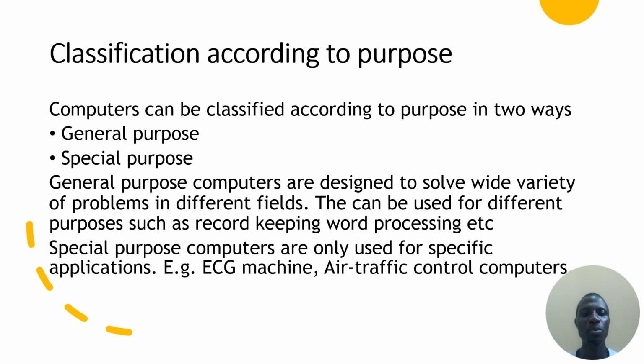Now, special purpose computers are used for specific applications. Usually, you cannot alter the programs that are installed on these computers. For instance, air traffic control computers at the control tower at the airport. It is fixed, and usually when you have problems with this kind of computer, oftentimes you have to seek the consent or the support of the manufacturers.